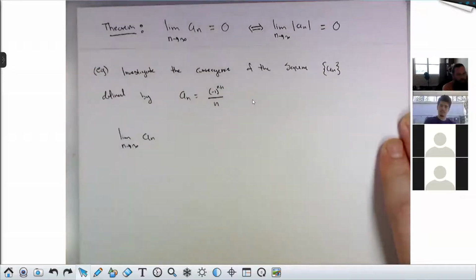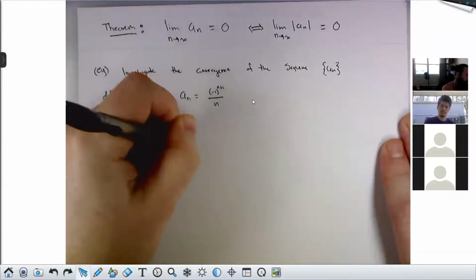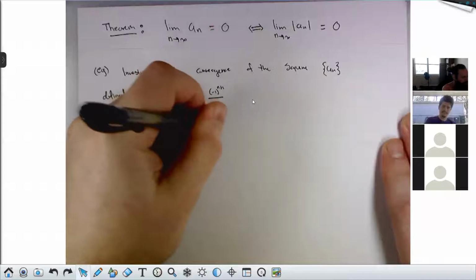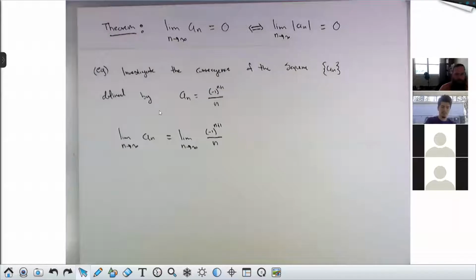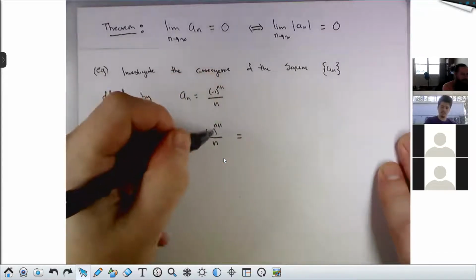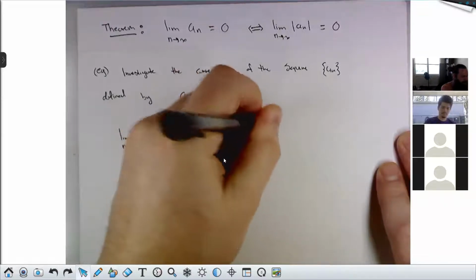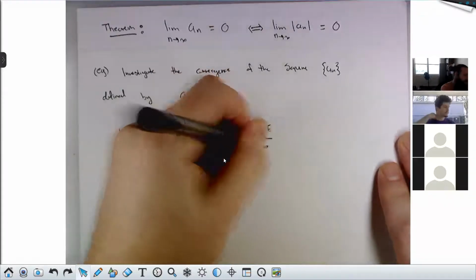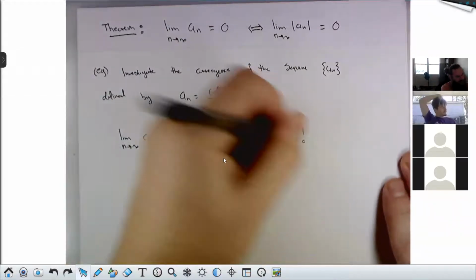The limit as n goes to infinity of a_n here is the limit as n goes to infinity of (-1)^(n+1) over n. And this is another case where it's not super easy to say what's going on. The top, as n goes to infinity, (-1)^(n+1) just goes back and forth between 1 and -1. The limit doesn't exist. And the bottom is like infinity. So it's not super easy to say what's going on.